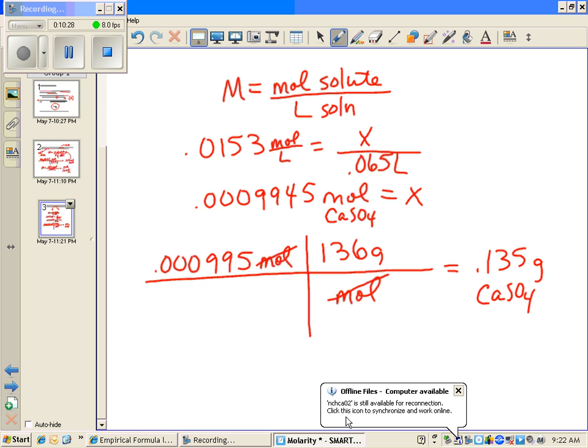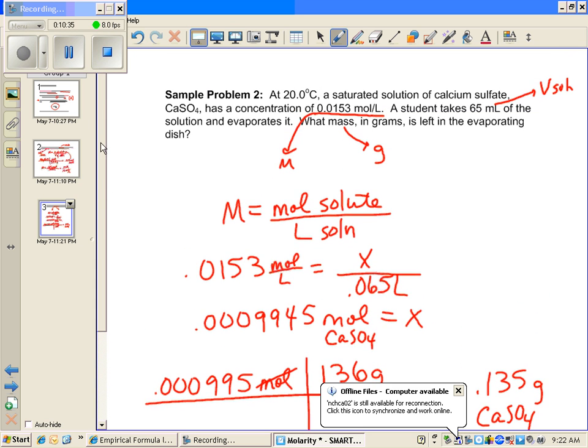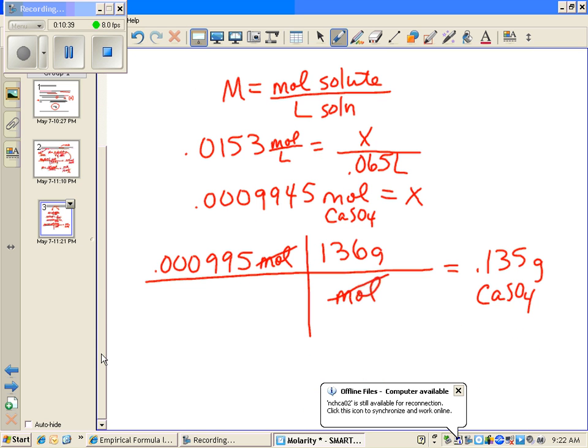Does that make sense? Now, let's check. 3 significant digits, 2 significant digits. Is this the right answer? No. Not significant digit wise, because I can only keep 2 significant digits. I have to go by the least. So my answer is 0.14 grams of calcium sulfate. And that's problem number 2.